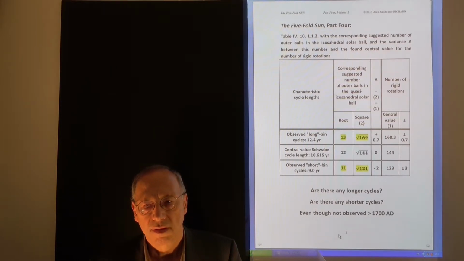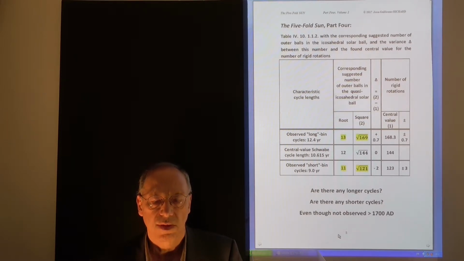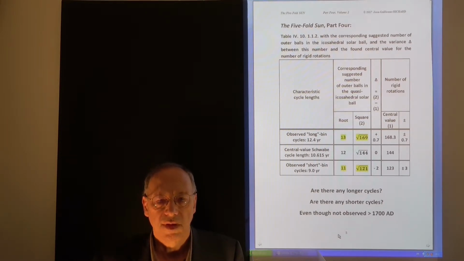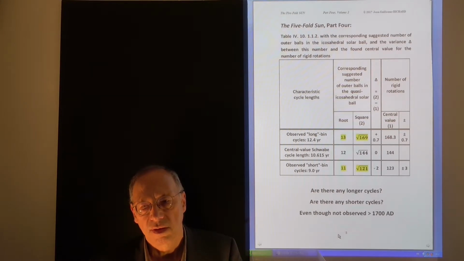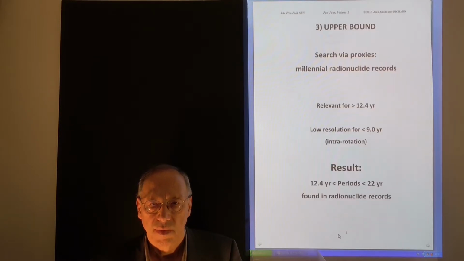But are there any longer cycles than 169 rotations and any shorter cycles than 121, even though none of these were actually observed after 1700 AD? We first search for a higher upper bound, if any, and we can use the millennial radionuclide records for proxies. These will be relevant for lengths of more than the solar cycle length standard value.